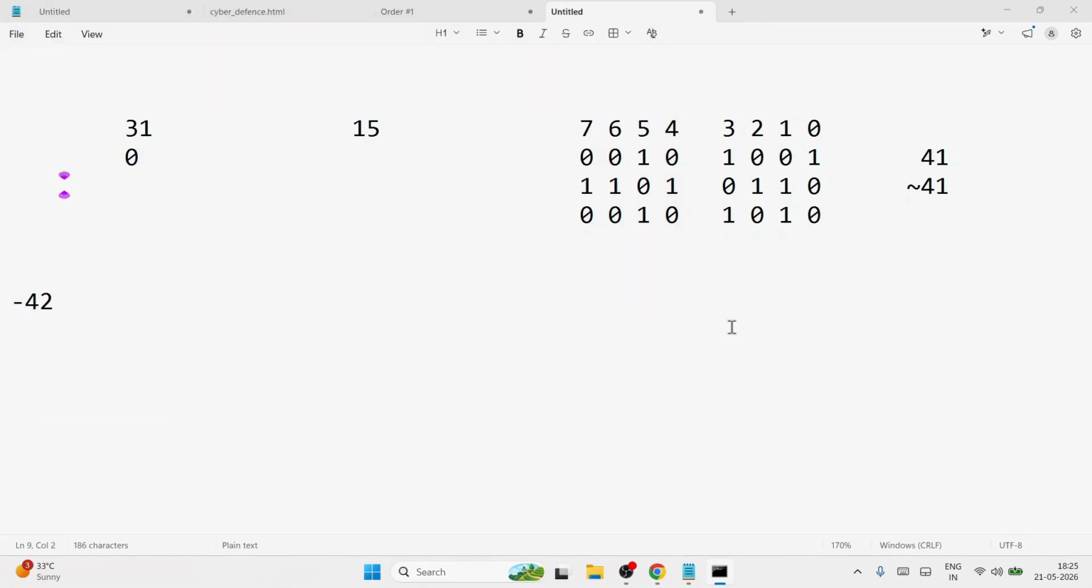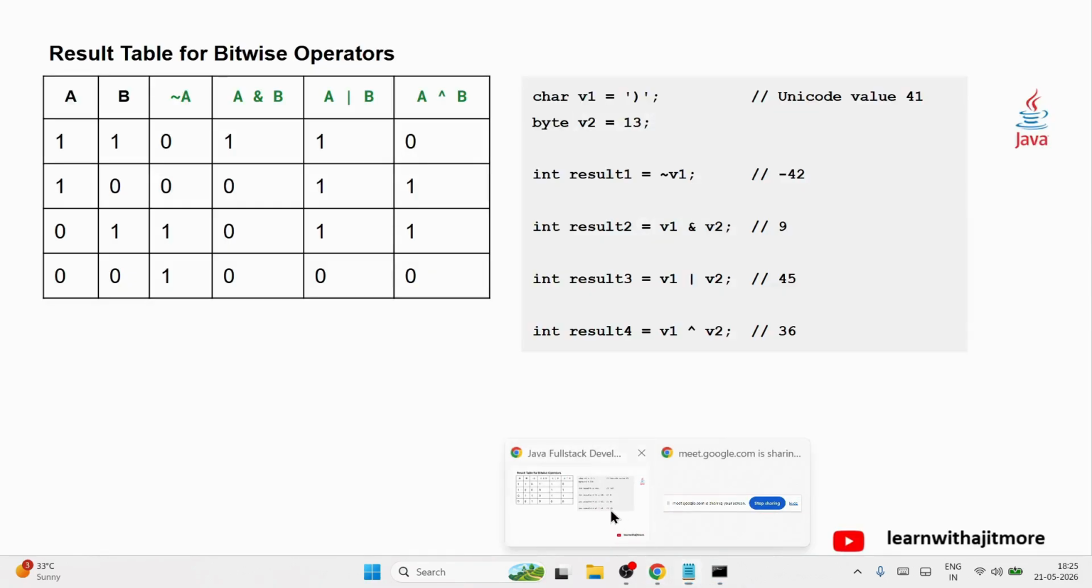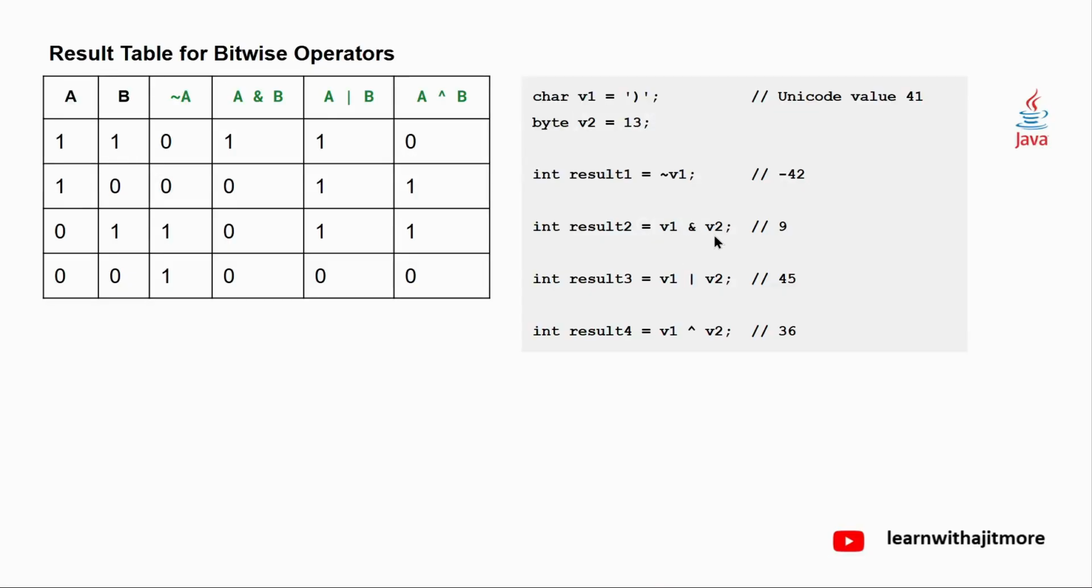Okay, so now talking about the other operations: V1 and V2, V1 or V2, V1 XOR V2. In that case, V1 is 41. Actually, it is a closed bracket, but that closed bracket is in character form, so it is ultimately Unicode binary only. And V2 is 13.